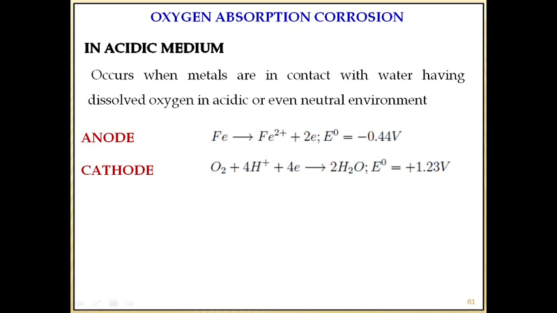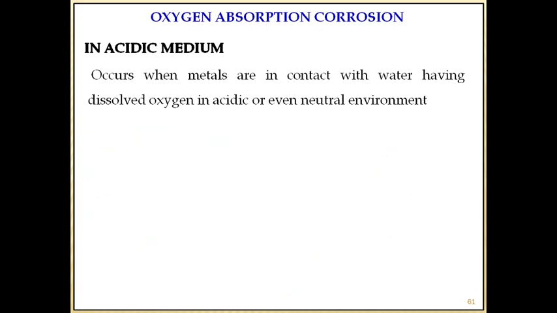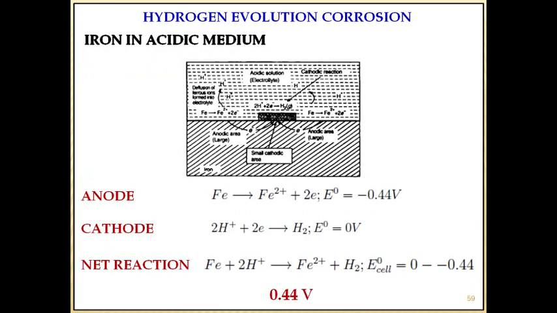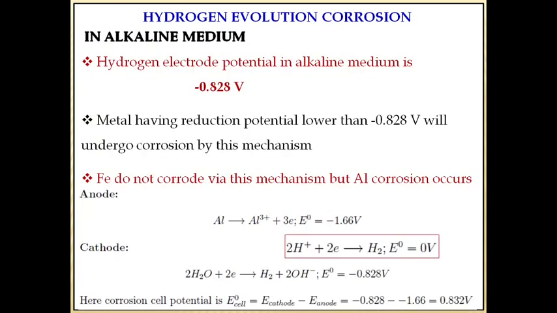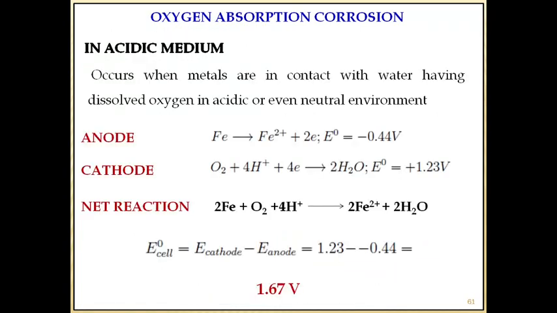Anode means oxidation happens and iron will be getting converted to Fe2+. For the overall reaction, you can just add these two reactions at the anode and cathode and write the net reaction, and you can also find out the E0 cell. E0 cell is 1.67. You remember that in hydrogen absorption corrosion in acid medium, the value for E cell was 1.44, and in the case of oxygen absorption corrosion in acid medium, it is 1.67.